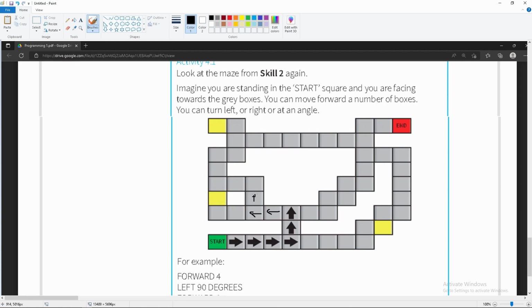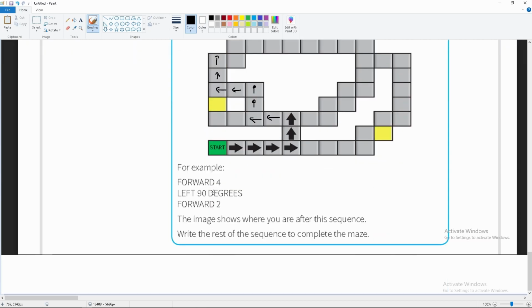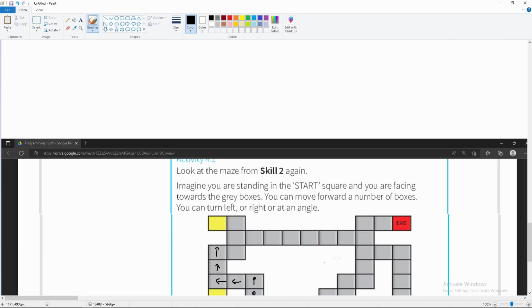So I move forward to here, then I turn left 90 degrees because I want to go to the left, and now I say 1, 2. And now I want to go right 90 degrees, and I go forward 2. So these are the steps or the sequences that we're going to follow to get to the end.